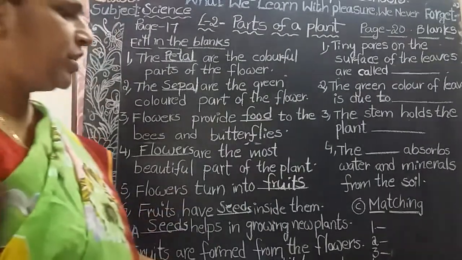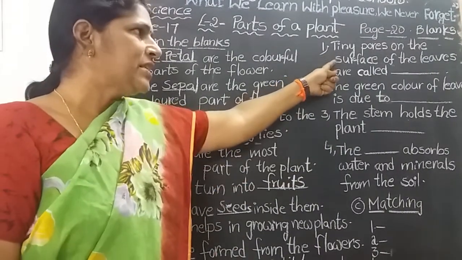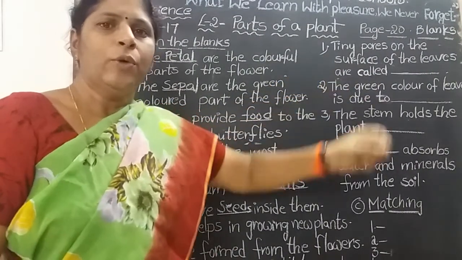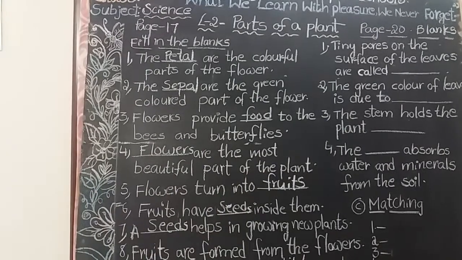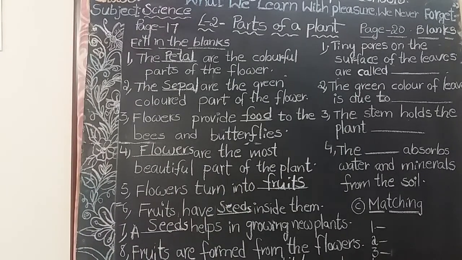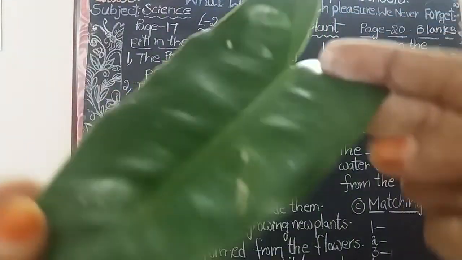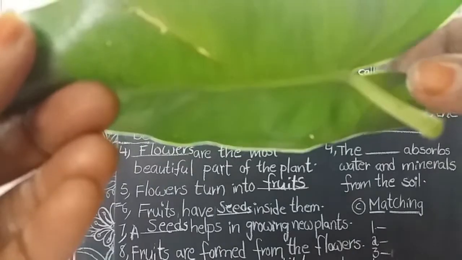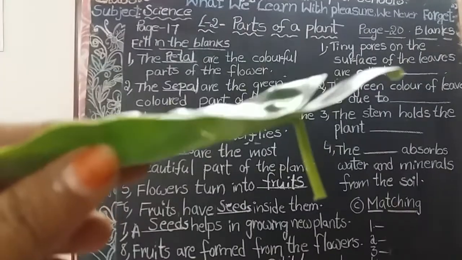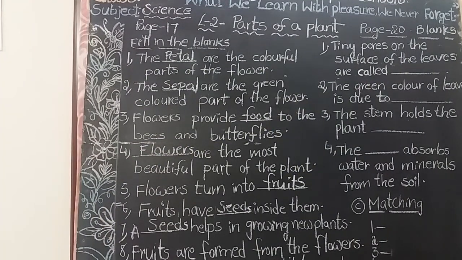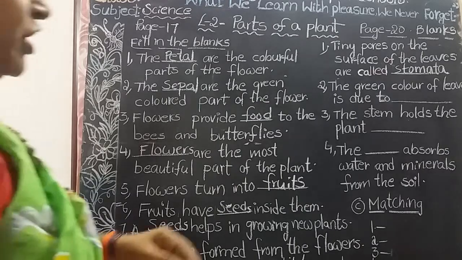Tiny pores. See the question. Tiny pores on the surface of the leaves are called. Underside of the leaf, this is the green leaf, no children. On the underside of the leaf, a number of tiny pores are present, amma. These are called stomata. Plants breathe through stomata. S-T-O-M-A-T-A. Stomata. Tiny pores are called stomata. See the next question.